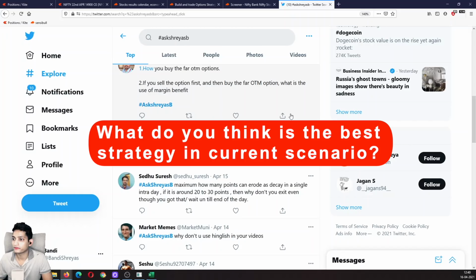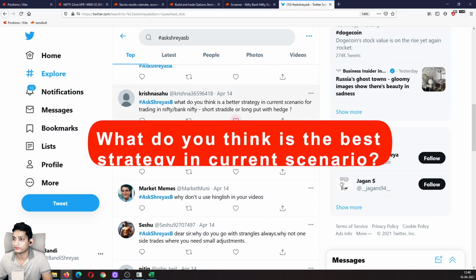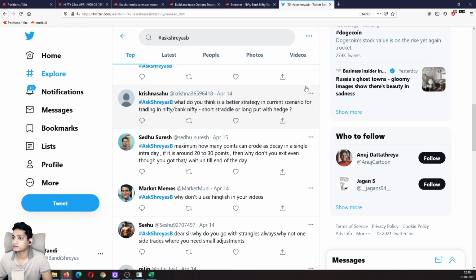What do you think is a better strategy in the current scenario for trading Nifty and Bank Nifty? Short straddle or long puts with hedge? So these are two completely different strategies.